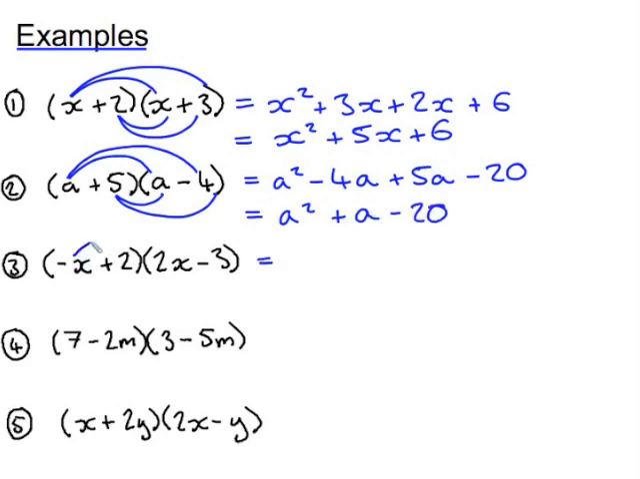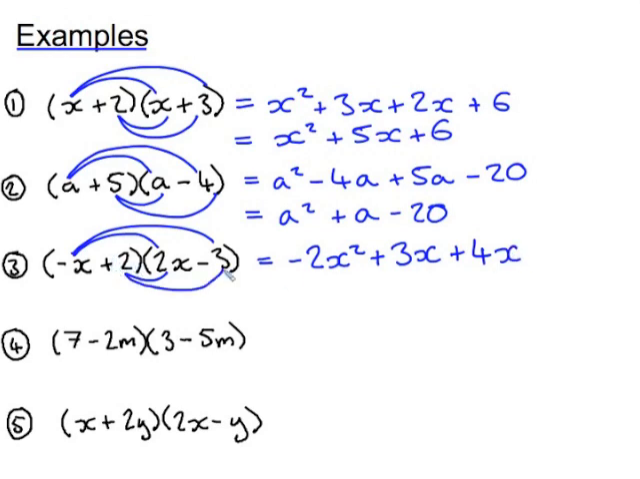Next we've got negative x multiplied by 2x, so that's negative 2x squared. Then we've got negative x, and notice there is subtract 3 here, so this is like multiplying negative x by negative 3, which is plus 3x. Then 2 times 2x is plus 4x, and then we've got positive 2 multiplied by negative 3, so subtract 6. And simplify: 3x and 4x is 7x.